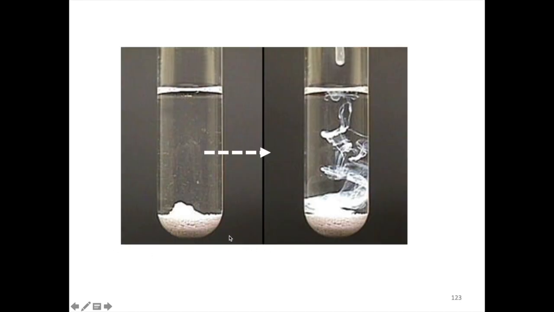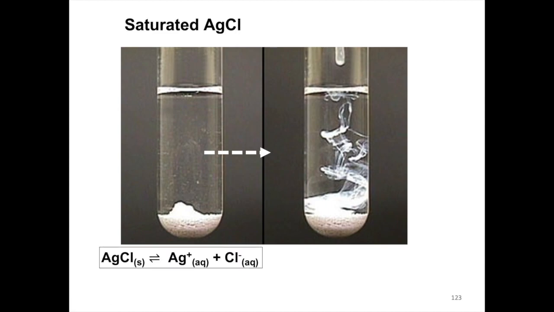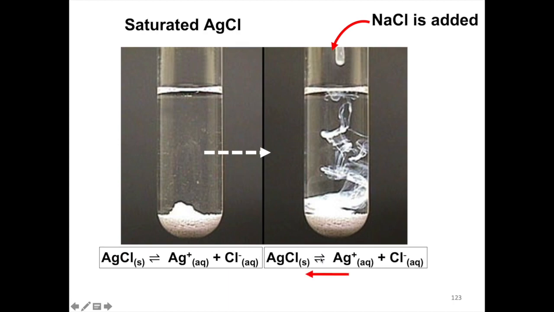This picture shows the effect of adding sodium chloride into saturated AgCl. As we know, in a saturated AgCl solution, it already has Ag+ and Cl-. When you add NaCl, it will produce Na+ and Cl- also. So what happens when you add NaCl into the saturated solution? It will increase the concentration of Cl-, the chloride ions.